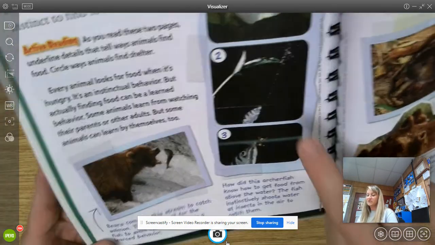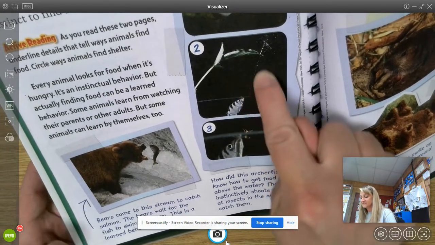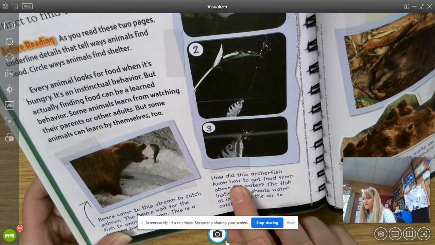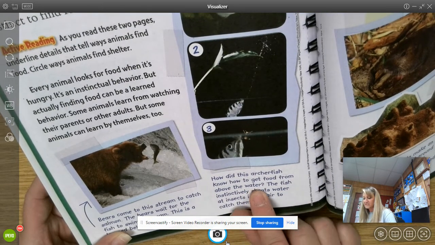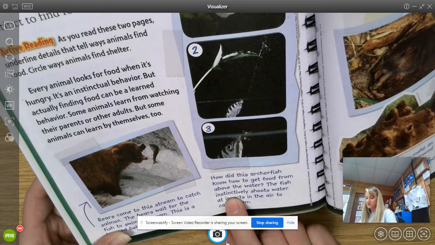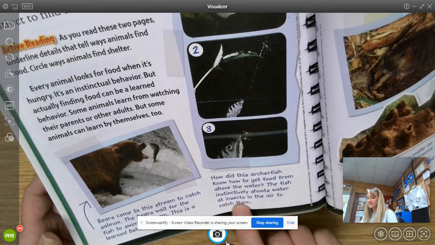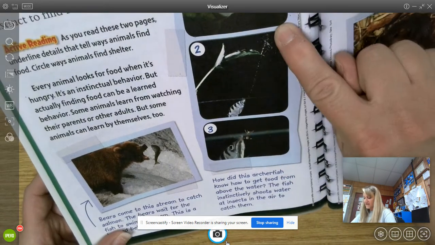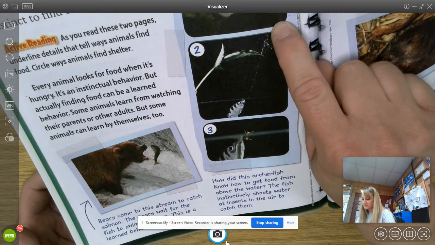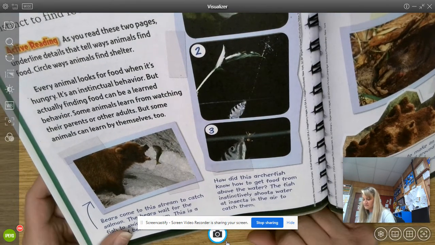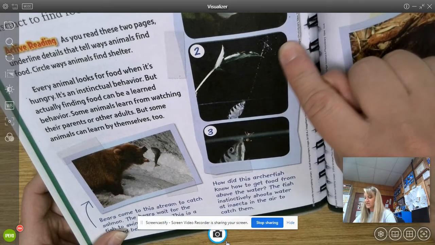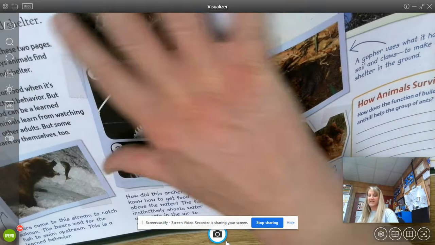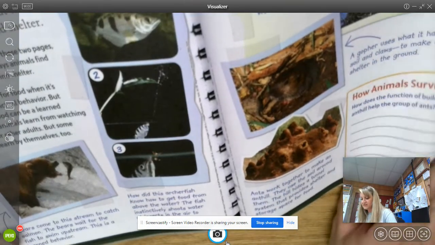Finding food. This is a picture on the back of your lesson. What function does it use? How did the archer fish know how to get food from above the water? The fish instinctively, that means they already know how to do it, shoots water at insects in the air to catch them. So they shoot the water out at the insects in the air, and it catches the insects. So this is an adaptation to catch its food. So read all of this and the captions. That's very, very important.